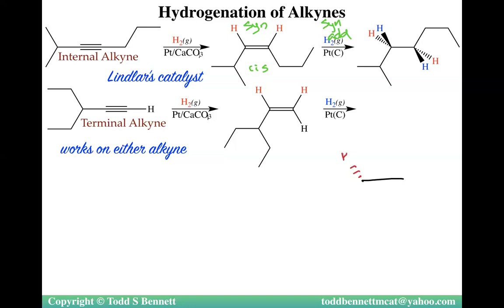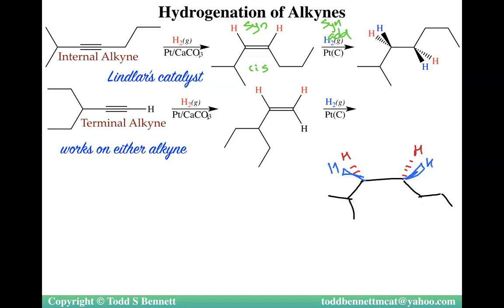H, H, H, H, and then R group and R group. Okay, that's where everything is cis or syn. So the two red H's came together in back, the two blue ones came together in front. These two groups are there.